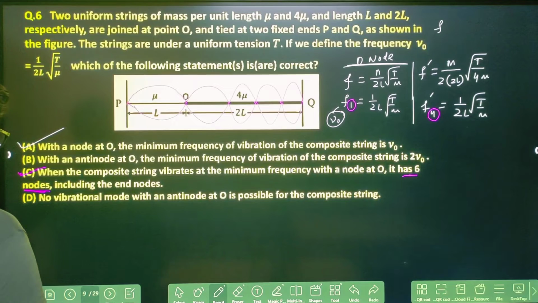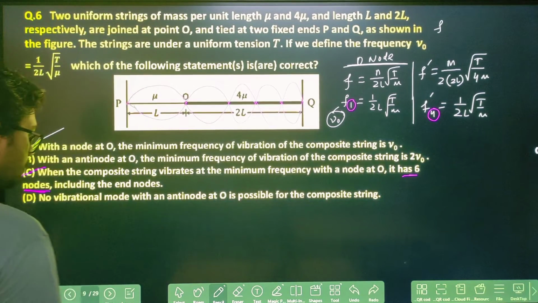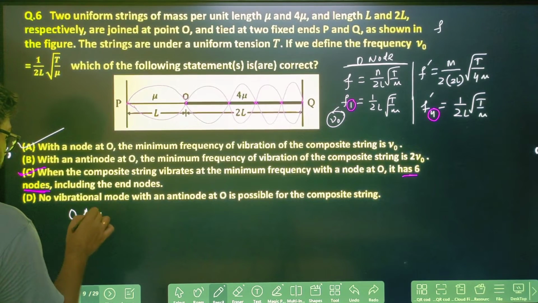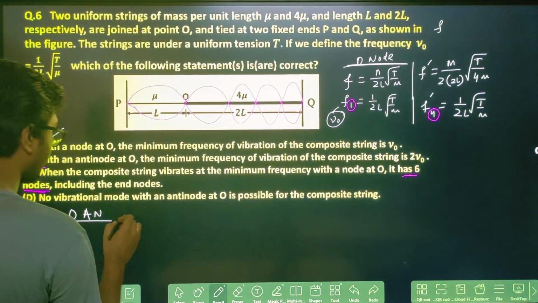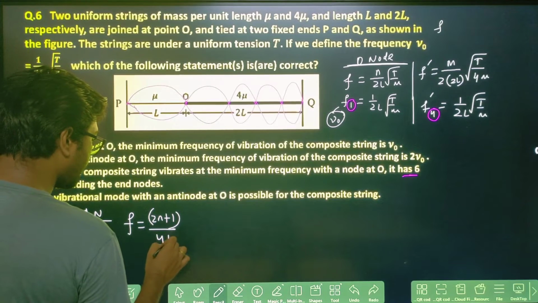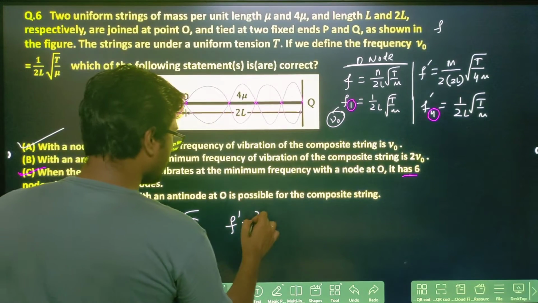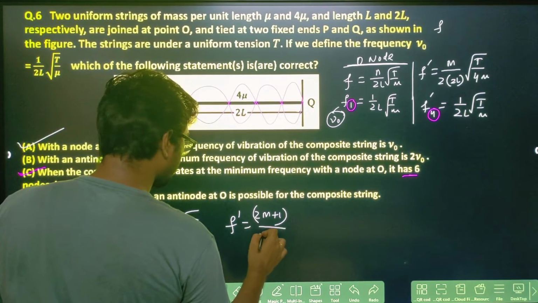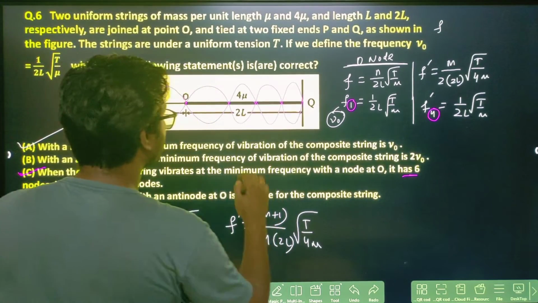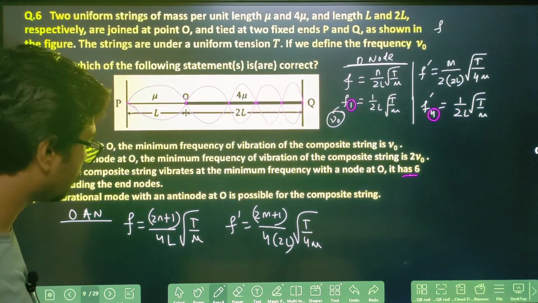Now option D, if you see: no vibrational mode with an antinode at O is possible for the composite string. So let's talk about the antinode now. For O as an antinode, again I am writing for the left side F is equal to (2n plus 1) divided by 4l, root over T by mu, and F dash is basically (2m plus 1) divided by 4 into length, which will be here 2l, root over T by 4 mu, right? This is for that side, and this F is for the P to O string, for the antinode at O.